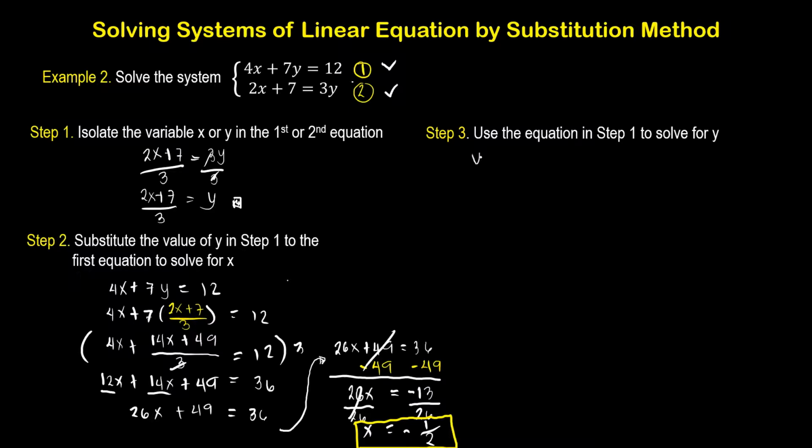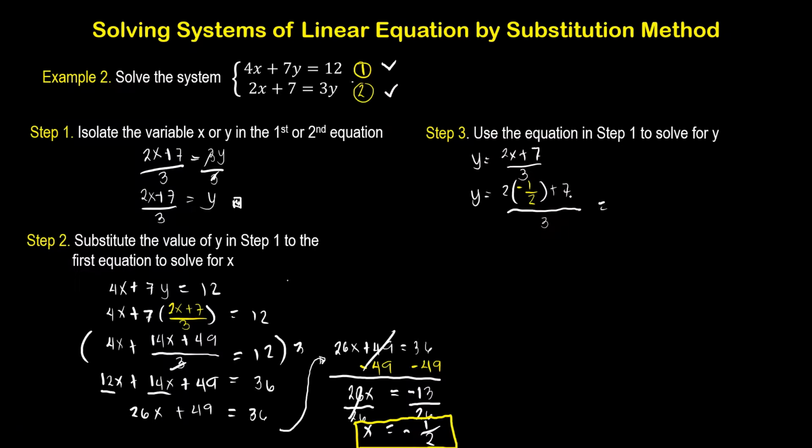We have y is equal to (2x plus 7) over 3. Then we have 2 times the value of x, plus 7, all over 3. Then we just need to plug in the value of our x, which is negative 1/2. Then, of course, we need to simplify this one.